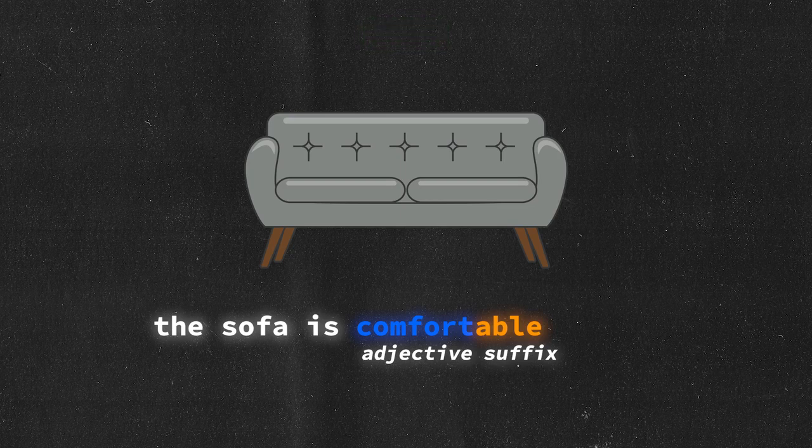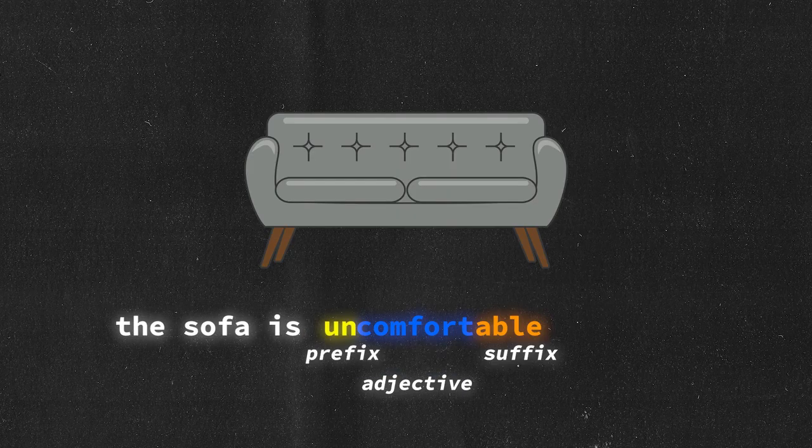But what if the sofa is bad? What if it's too hard or too soft? We say it is uncomfortable. Here we have added a prefix as well as a suffix. So the suffix takes a noun and turns it into an adjective, and the prefix takes an adjective and turns it into the opposite. Uncomfortable is a negative adjective which we can use to describe the bad sofa.